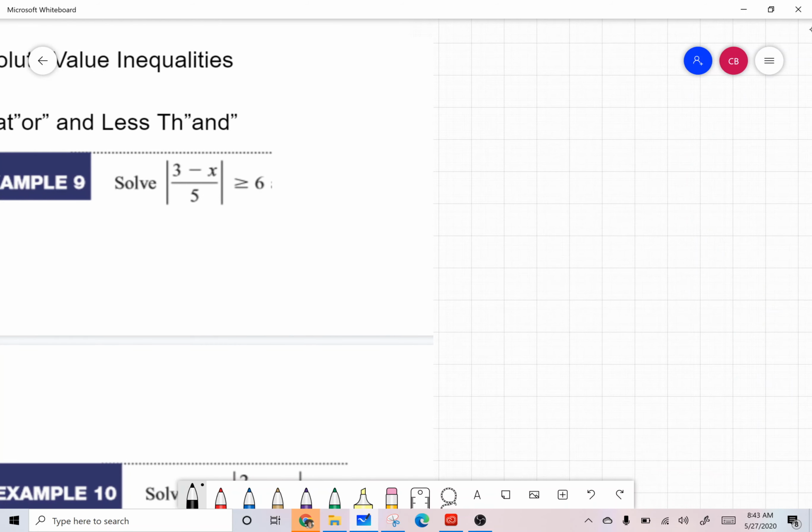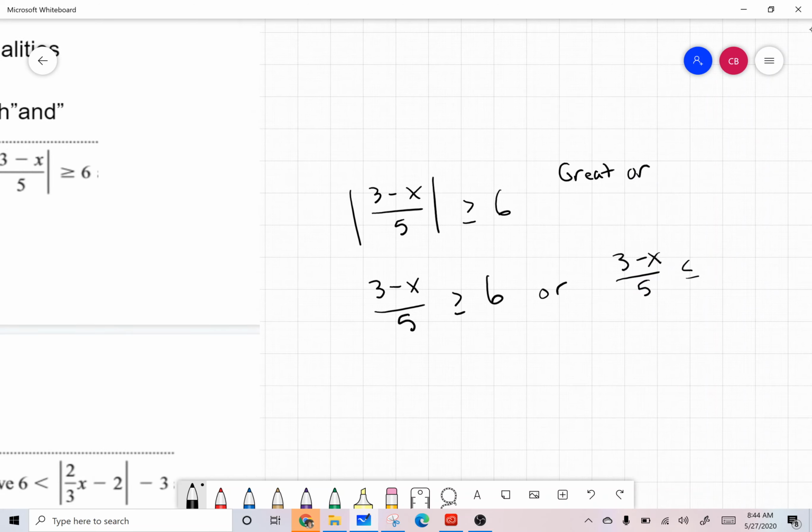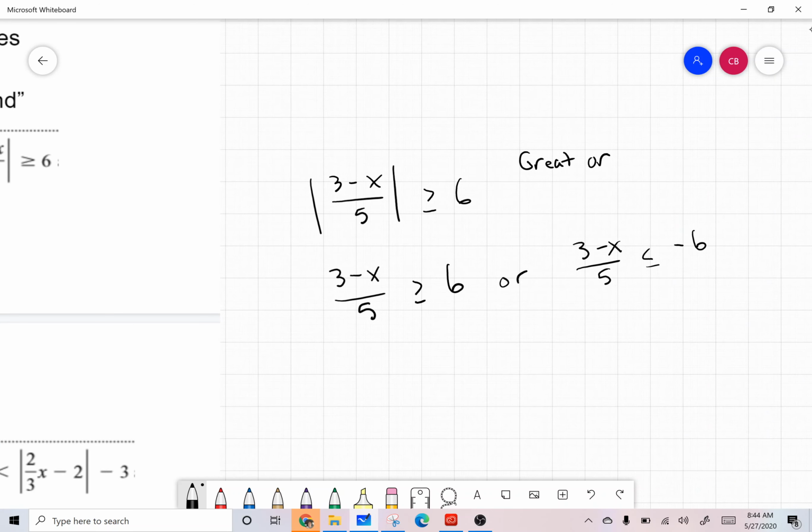So, what I'm referring to is we have the absolute value of 3 minus x over 5 greater than or equal to 6. So this is a greater. I need two equations. So I'm going to first write the first one, 3 minus x over 5 greater than or equal to 6, or 3 minus x over 5 less than or equal to negative 6. So because of the or, I get these two equations. You just flip-flop them. You don't trap it between two things is what I'm telling you.